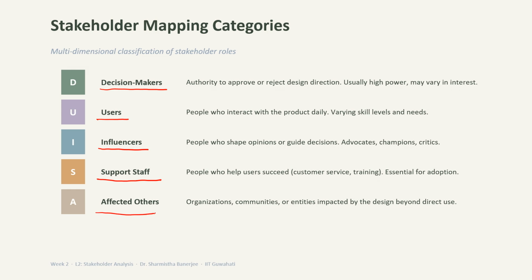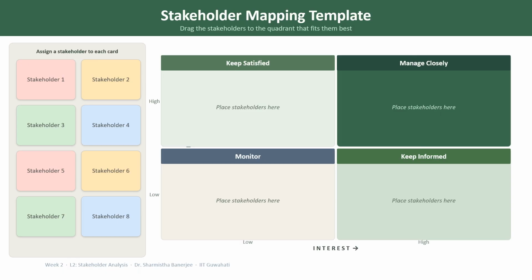Then you look at all the affected others. So these might be organizations, communities or entities impacted by the design beyond the direct use. So let's say a neighbor who lives downstairs and does not like the fact that although the machine is not causing much sound to you, it is causing too much vibration to that person, they might also complain to the societies, and you might have to get rid of your washing machine. So you have to think of a lot of these people who might get affected because of your design.